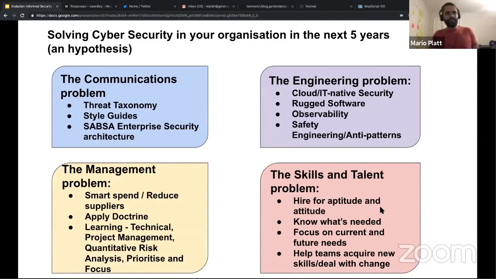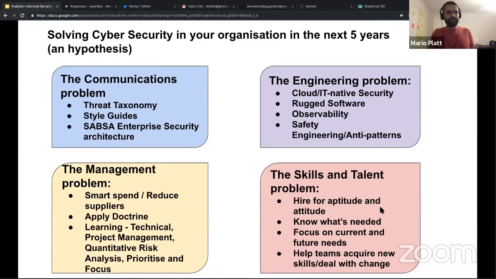So these were the 5 things that we covered. The communications problem: threat taxonomy, style guides, and SABSA. The engineering problem: focusing more on cloud or IT native security, root software, safety engineering, and anti-patterns. So avoiding the practices that are no longer relevant to the environments as they're now built, right? The management problem: understanding how we're going to do smart spend and reduce the number of suppliers that we have, applying doctrine, and also establishing learning.